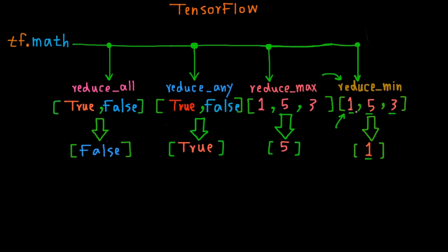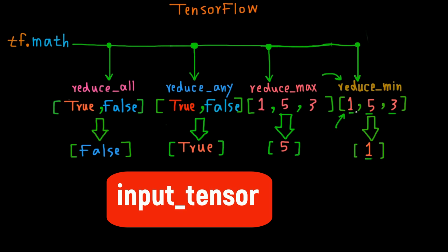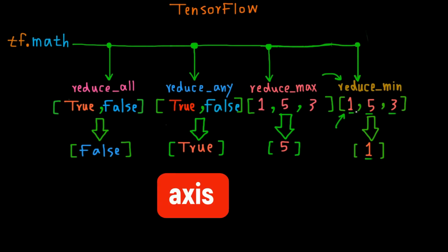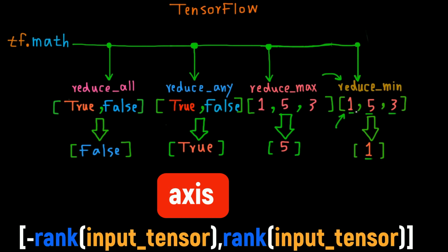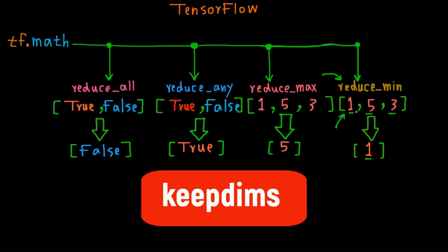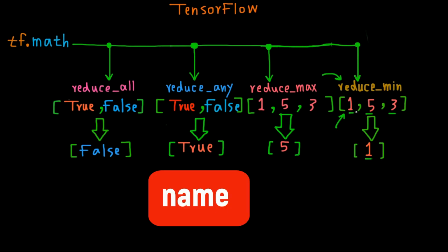This function has a set of arguments. The first one is input tensor, which is the tensor to reduce, and this argument should have real numeric type. The second argument is axis, which is the dimensions to reduce. If none, which is the default value of axis argument, reduce min function will reduce all dimensions. An axis argument must be in range minus rank of input tensor to rank of input tensor. The third argument is keep dimensions. If true, it returns reduced dimensions with length 1. The last argument, name, is the name for the operation.